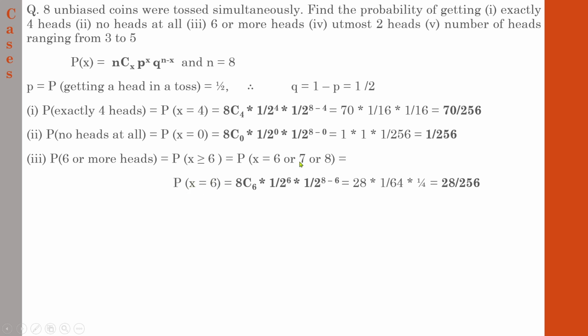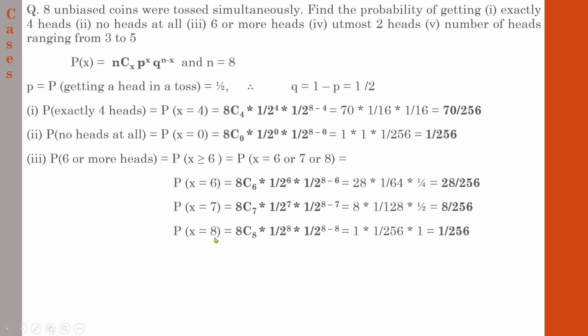Likewise, you need to find 7 and 8. So probability of x equal to 7. Just like the same method which we have discussed earlier, 8c7 into 1 by 2 raised to 7 into 1 by 2 raised to 8 minus 7, equal to 8 into 1 by 128 into 1 by 2, you will get 8 by 256. So we have solved the case of x equal to 7.